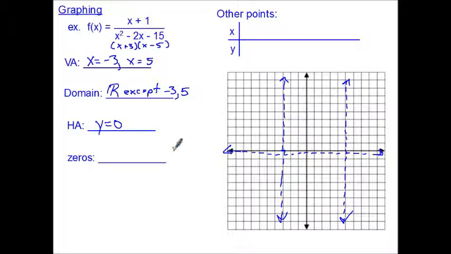Then we go with some zeros. The zeros come from setting the numerator equal to 0. In this case I have a fairly simple numerator, so x plus 1 equals 0 gives me x equals negative 1, which in this case is effectively the same thing as an x-intercept. So I've got (-1, 0) as an x-intercept, and that lets me put a dot here.